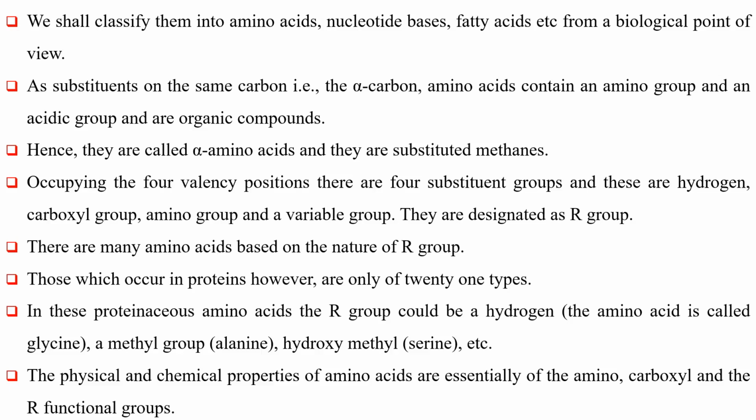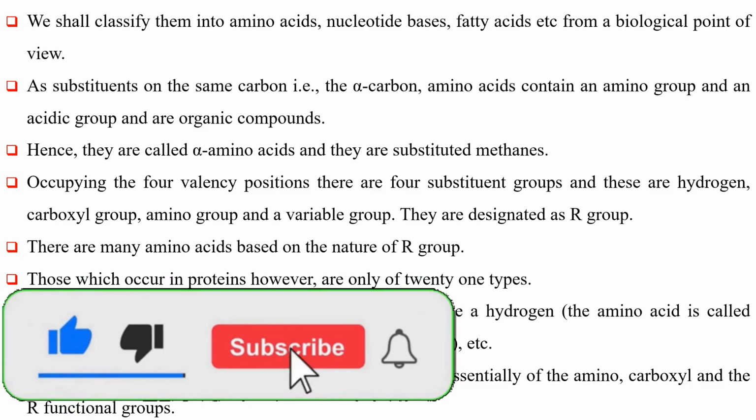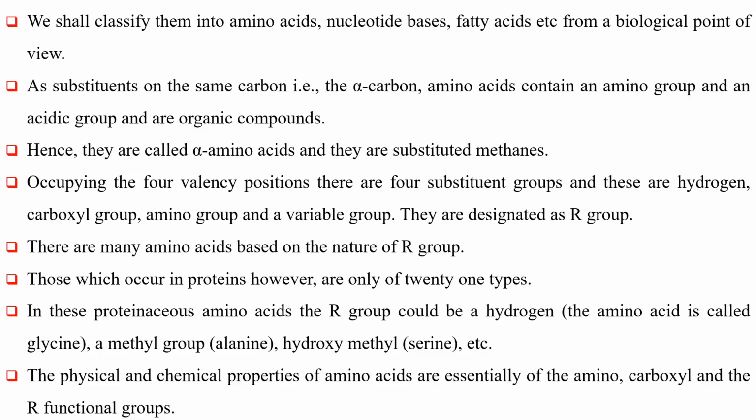As substituents on the same carbon, that is the alpha carbon, amino acids contain an amino group and an acidic group and are organic compounds. Hence, they are called alpha amino acids and they are substituted methanes. Occupying the 4 valency positions, there are 4 substituent groups and these are hydrogen, carboxyl group, amino group and a variable group. They are designated as R group.